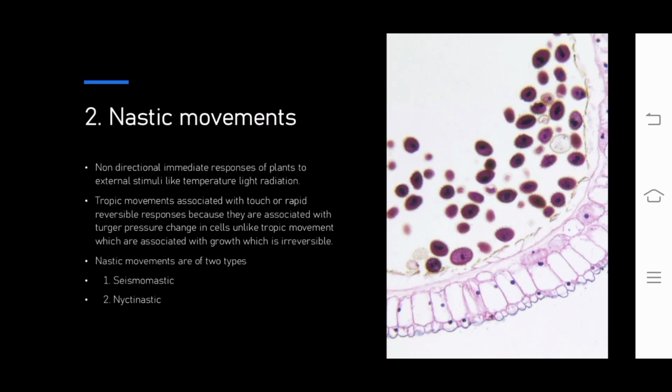Second type of movement is the nastic movements. They are non-directional, immediate responses of plants to external stimuli like temperature, light, radiation. Nastic movements associated with touch are rapid, reversible responses because they are associated with turgor pressure change in cells, unlike tropic movement, which is associated with growth, which is irreversible. Nastic movements are again of two types, seismonastic and nyctinastic.